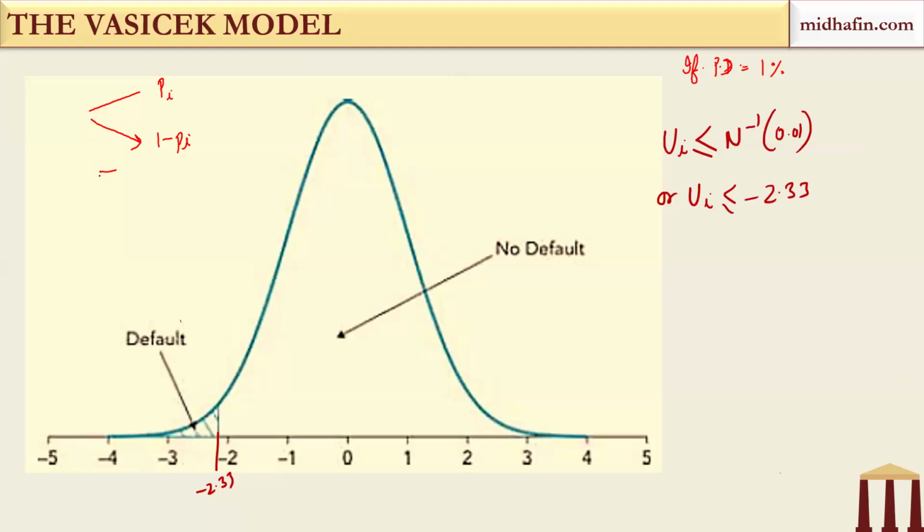So what they have done, remember Gaussian Copula? In Gaussian Copula, what did we do? We mapped the distribution of defaults to a standard normal distribution, correct? So in this case, we map this Bernoulli to a standard normal distribution.